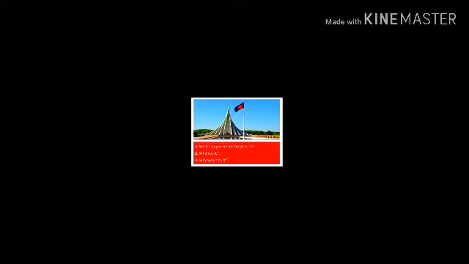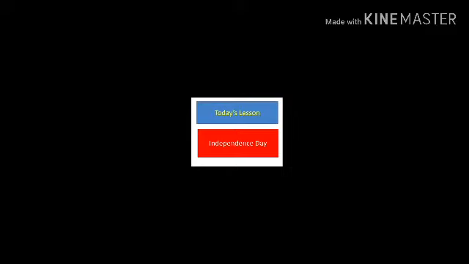Where is it? Do you know where it is? That means where is it situated? It is situated at Savar in Dhaka. Why was it built? It was built to show respect to the martyrs of the War of Liberation in 1971. So, our today's lesson is Independence Day.